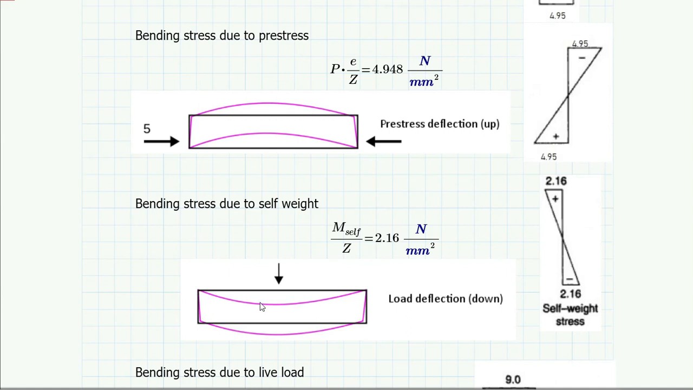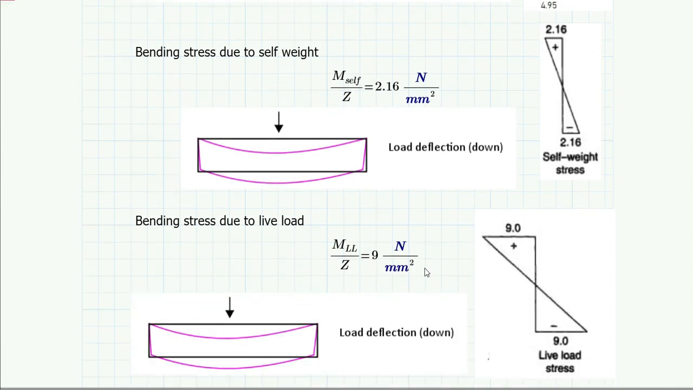Now, bending stress due to self weight. You know that self weight is going to act in the downward direction. So at the top compression, at the bottom we will be getting the tension. And what are the stresses? The stresses are the self moment divided by the Z, that is 2.16, and the variation is like this. At the top we have compression, at the bottom we have tension. So it is 2.16 from positive to negative. Then bending stress due to live load, a similar diagram, and this value is going to come out to be 9 newton per mm square.